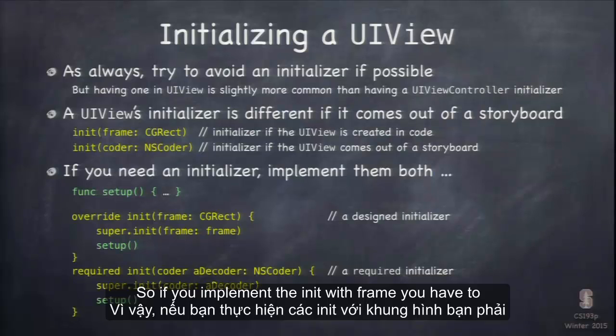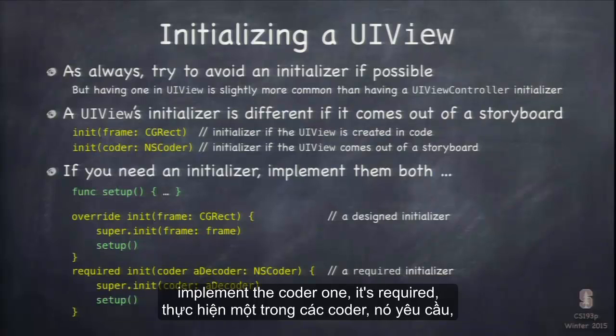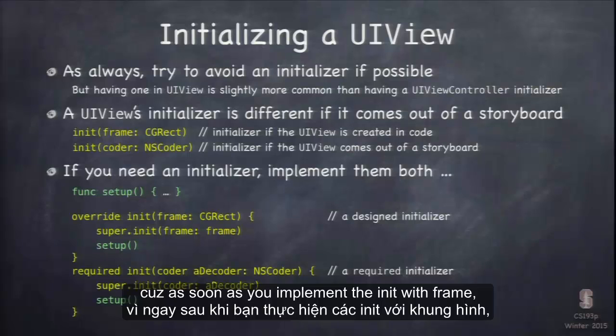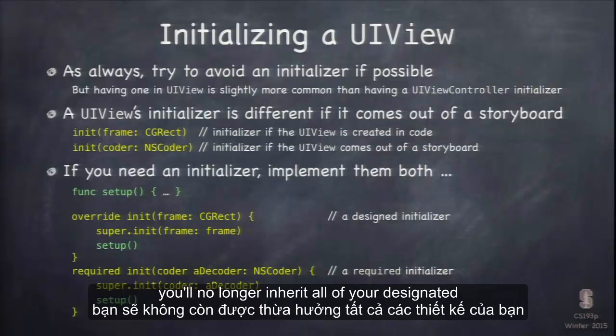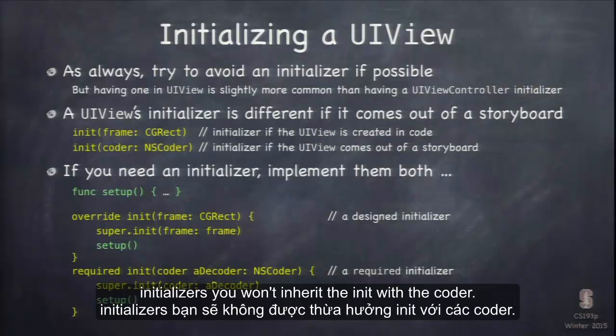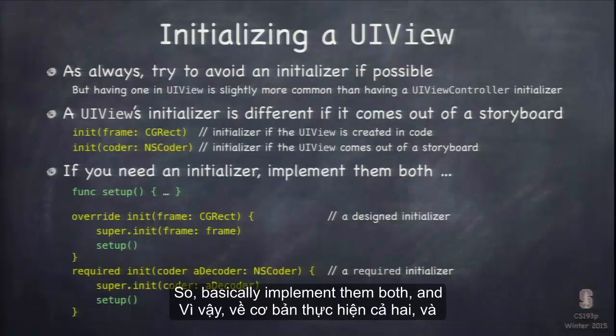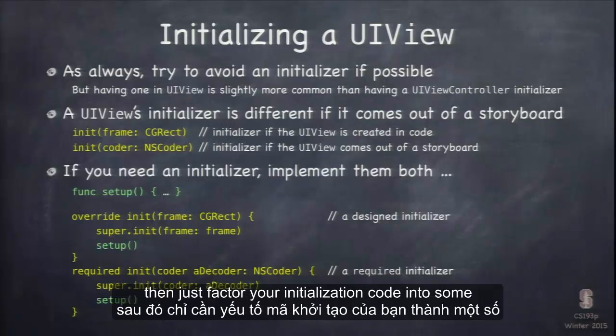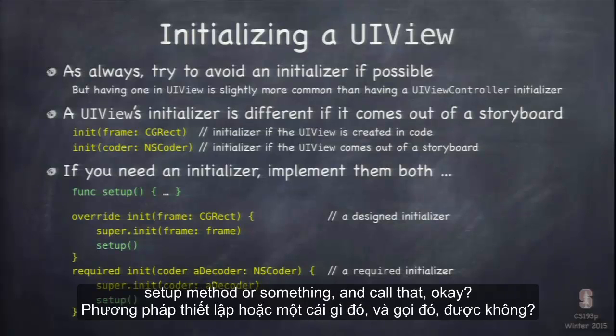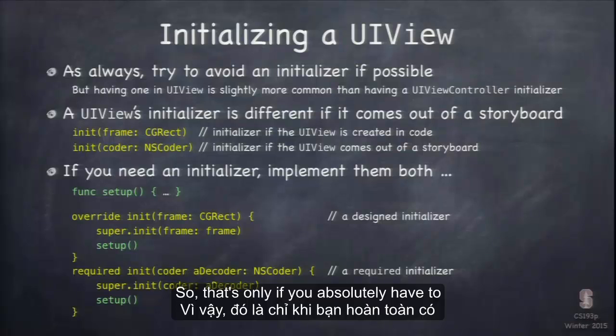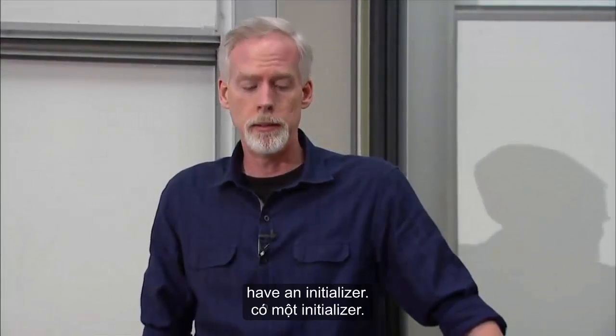So if you implement the init with frame, you have to implement the coder ones required. Because as soon as you implement the init with frame, you'll no longer inherit all of your designated initializers. You won't inherit the init with the coder. So basically implement them both and then just factor out your initialization code into some setup method or something and call that. Okay? So that's only if you absolutely have to have an initializer.